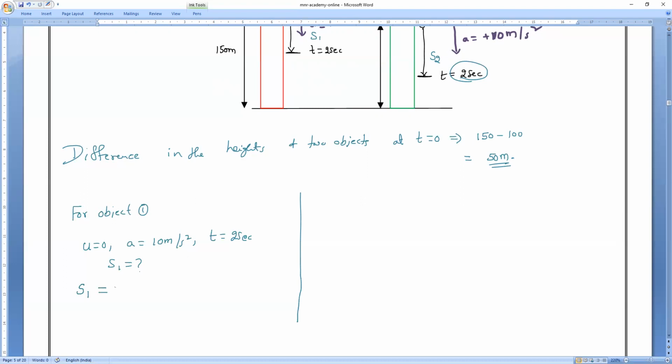So I will take S. Second equation. Yeah, second equation. S = ut + half at square. So S1 is equal to initial velocity is 0, so 0 into time 2, plus half into a, which is 10, into 2 square.